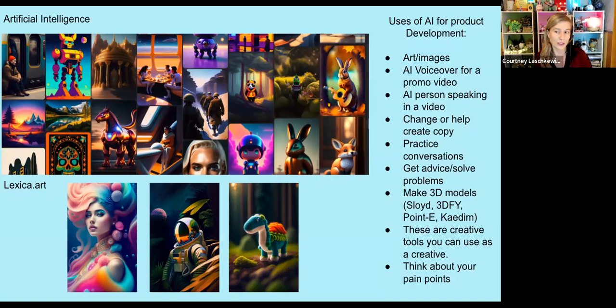You can also make 3D models. However, they're still pretty in the early ages. If you guys are interested in that, I mentioned there's 4 down there. Kaedim and Point-E are probably the most popular that I've found. It's still pretty early though. I wouldn't mess with it too much myself yet. It's just not there yet.